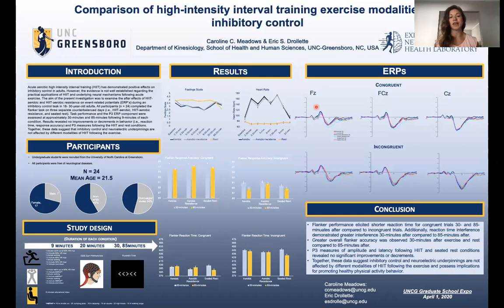For the study, we used 24 young adults between the ages of 18 and 30 years old. And each participant completed 3 conditions. Following each condition, they completed an EEG cap preparation, and then 30 and 85 minutes after exercise and rest, they completed their inhibitory control task, which was the flanker task.